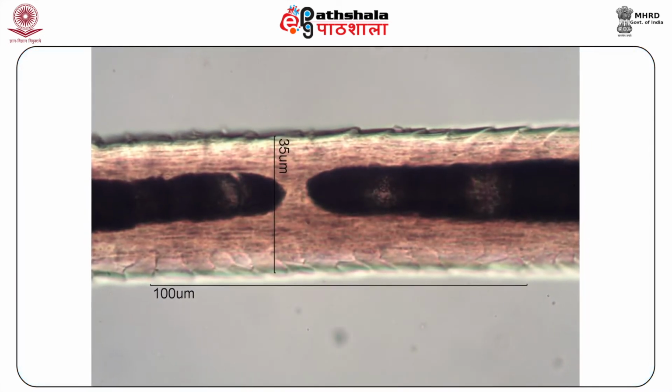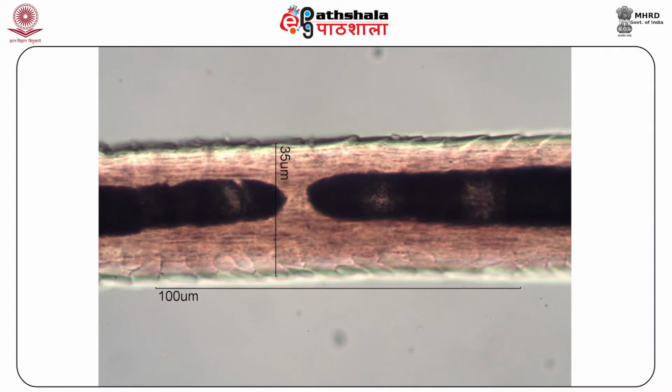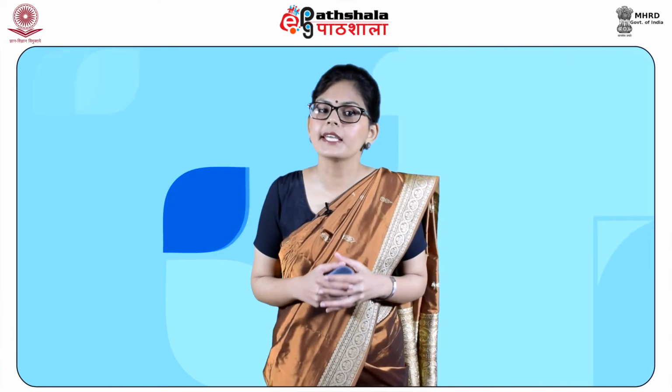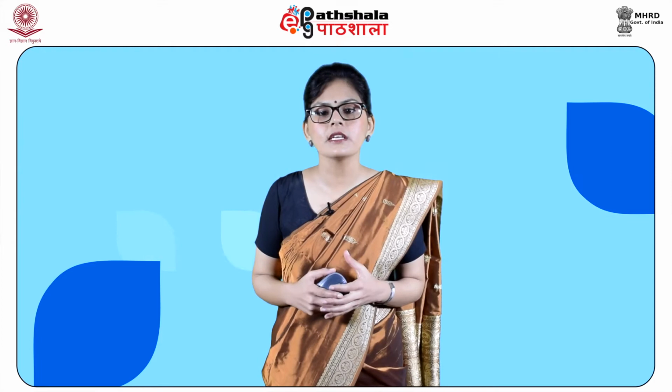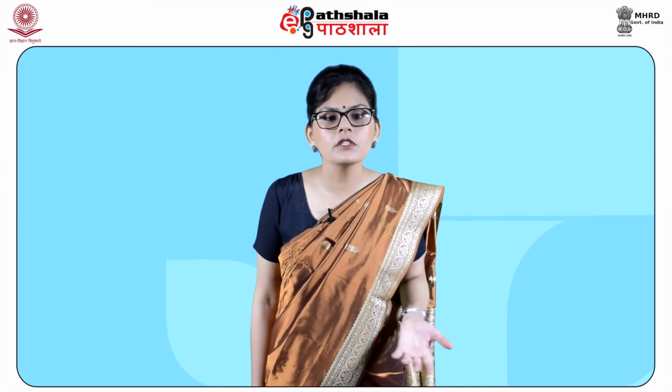It can be absent. The appearance of medulla slightly varies in a single individual's hair if it is present. It can be classified into various types, that is simple, compound, globular, fragmented, continuous, interrupted or absent. For example, head hair of humans lacks medulla, or if present then it is fragmented medulla. In humans, the Mongoloid race is an exception. They do not have fragmented medulla, they have continuous medulla.